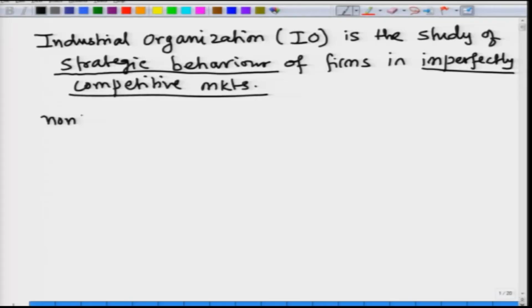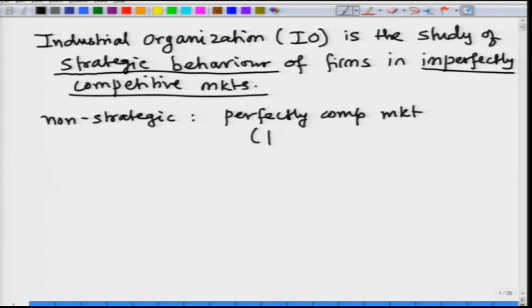In perfectly competitive markets, the hallmark of a firm was that it was a price taker. So, a perfectly competitive firm did not have the ability to set prices. There was nothing strategic about its behavior. The price was taken as given, all it had to do was, given that price, decide what quantity to produce. That was the only decision that it had to take. So, in a perfectly competitive market, the firm was a price taker and there was nothing strategic about its behavior.